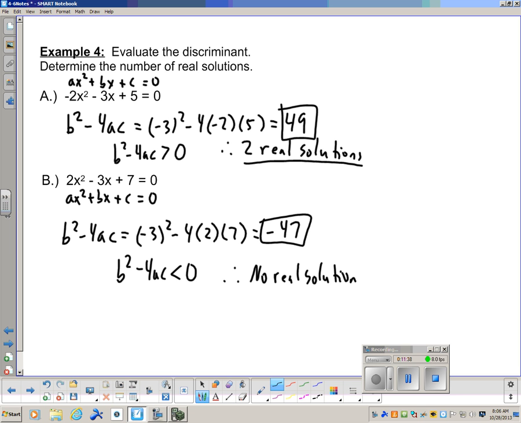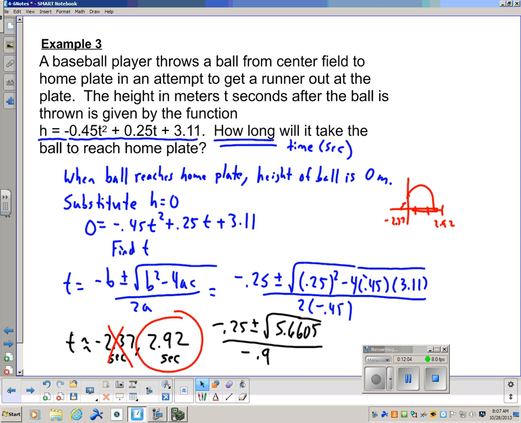So we've evaluated the discriminant and we determined the number of real solutions. Both of those parts are part of our answer there. We've got 49, two real solutions, and then part B, negative 47, and no real solution. So we had to do both of those pieces. Now you can continue to work, working more with the discriminant and then some word problems. All right.